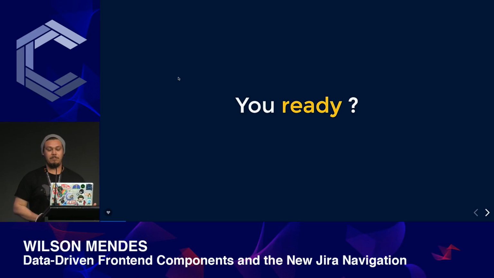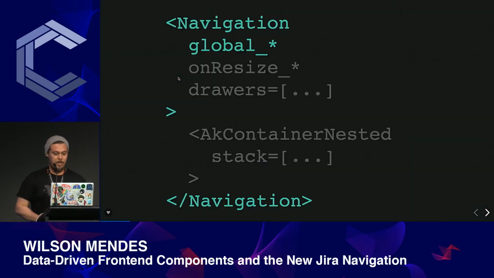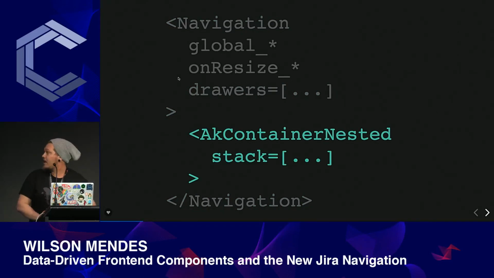How navigation works in our product. So we have a navigation with global content. It can change based on the resize when the user resizes the browser. It receives drawers, so when you click on the icons, they open over the white screens, and you can interact with that. Inside we have the content, which is pretty much the page content, which receives a stack.